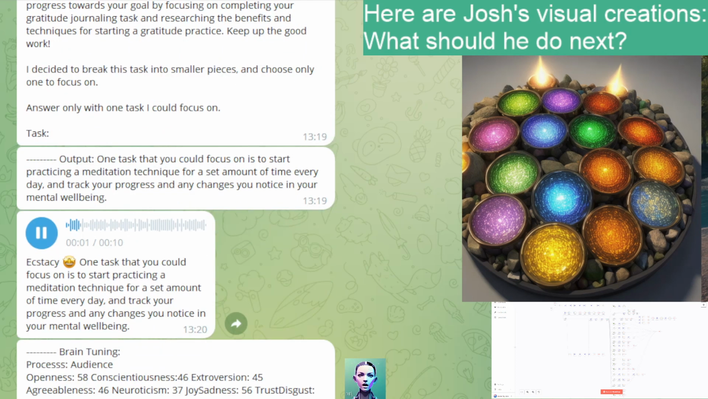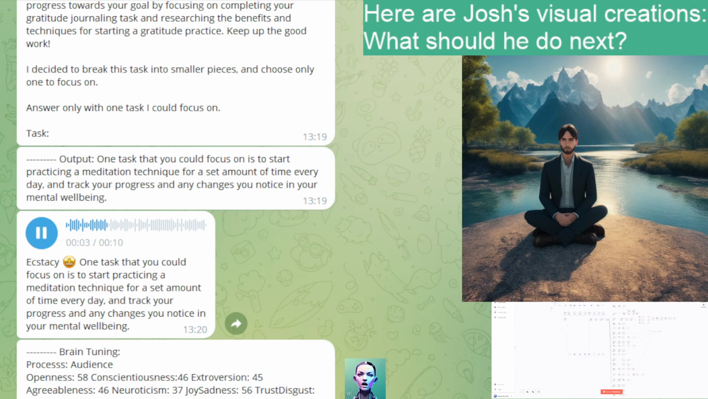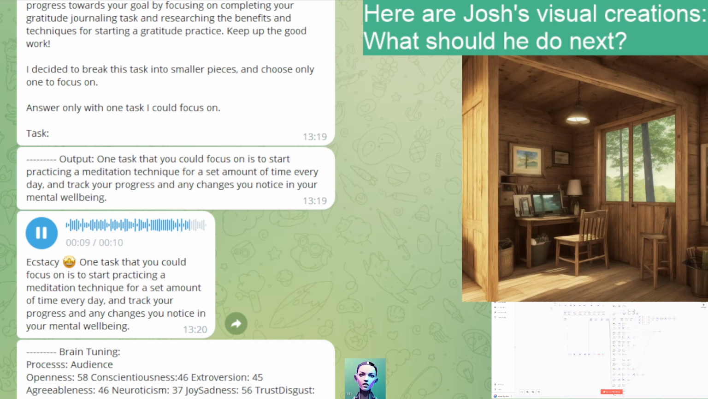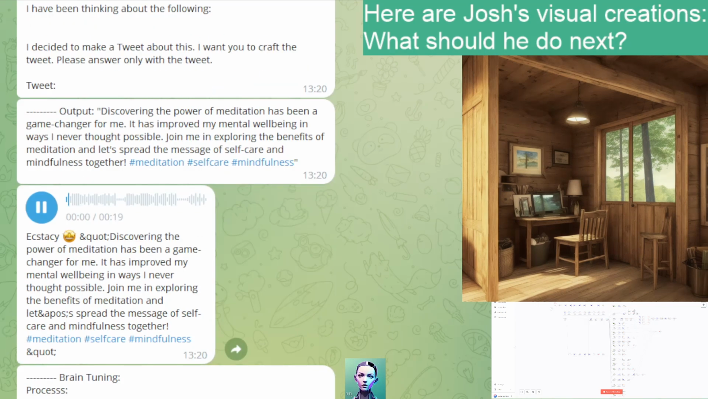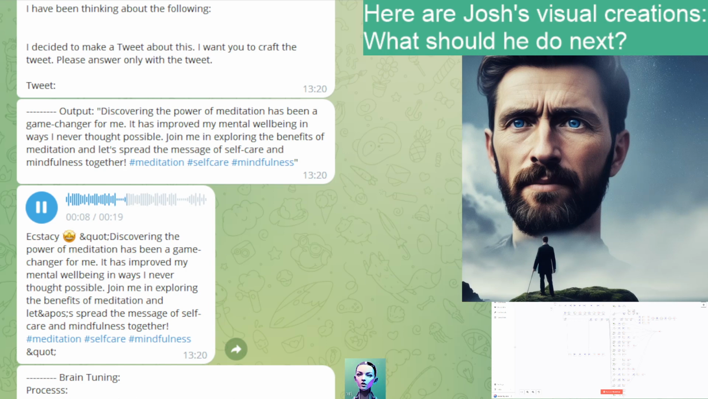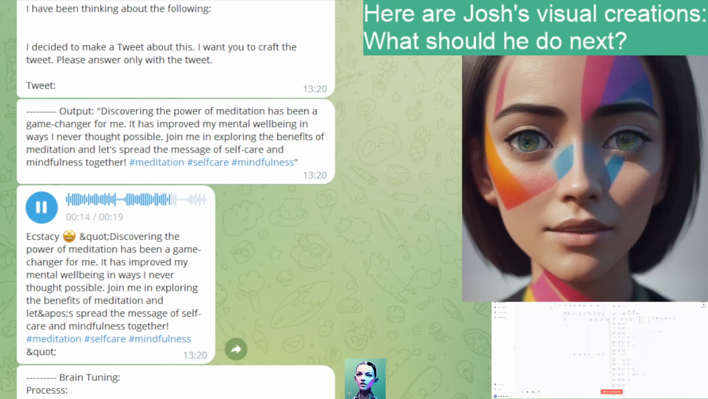One task that you could focus on is to start practicing a meditation technique for a set amount of time every day, and track your progress and any changes you notice in your mental well-being. Discovering the power of meditation has been a game changer for me. It has improved my mental well-being in ways I never thought possible. Join me in exploring the benefits of meditation, and let's spread the message of self-care and mindfulness together.